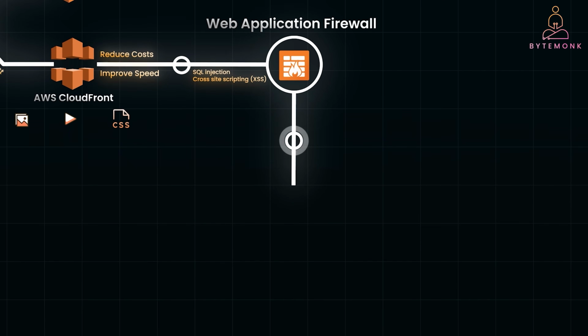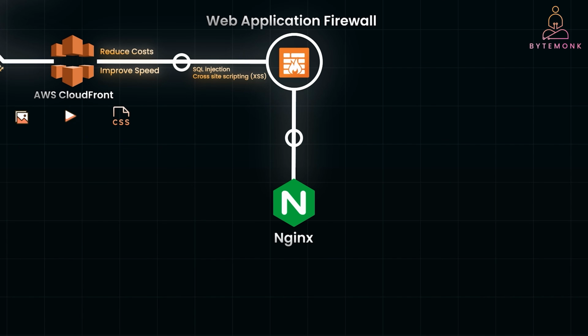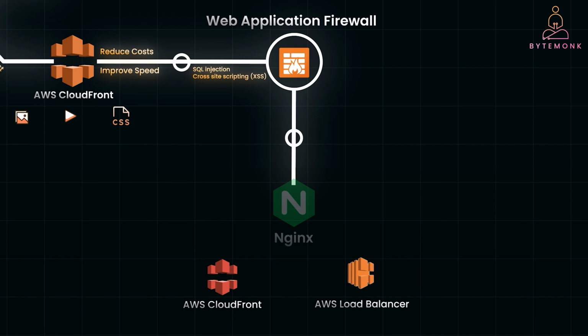After passing through WAF, the request reaches Nginx, which serves as a reverse proxy. It routes traffic, handles SSL termination, and caches dynamic content. Now, while Nginx offers fine-grained control, services like CloudFront or ALB can handle many of these tasks, making Nginx an optional component in certain architectures. However, when you need more control over routing, caching, or SSL termination, Nginx becomes a valuable addition.